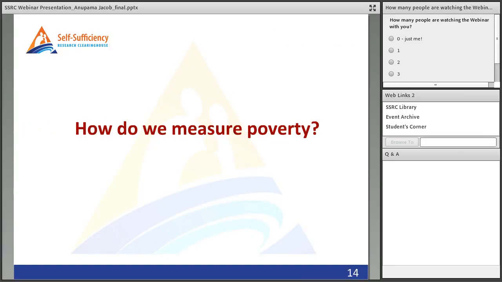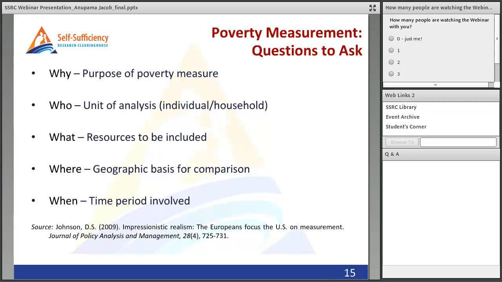So to address the what, I now focus on how we measure poverty. To get a full overview of the extent of poverty, any poverty measure must address the why, who, what, where, when and how of poverty measurement. So the why reflects on the objective of the poverty measure. Is it to track national progress in poverty reduction? Is it used to reveal disparities between regions or groups of people, among others?